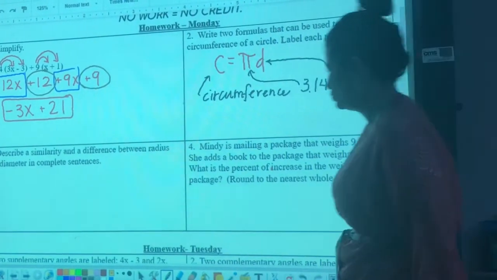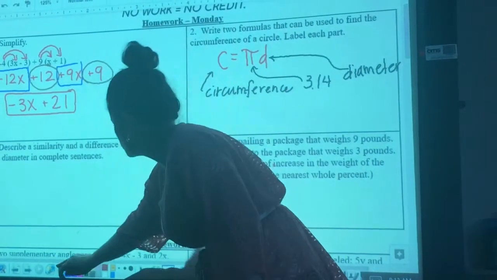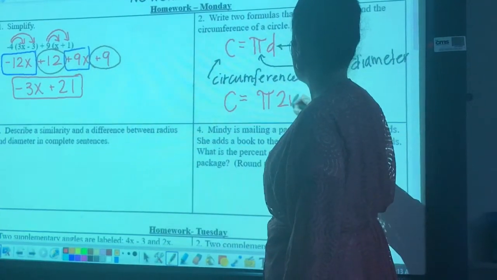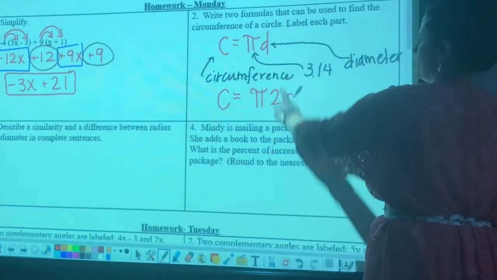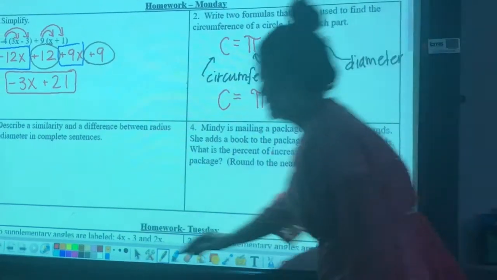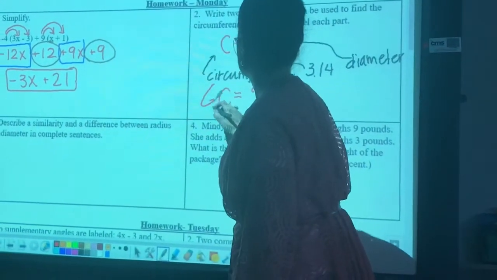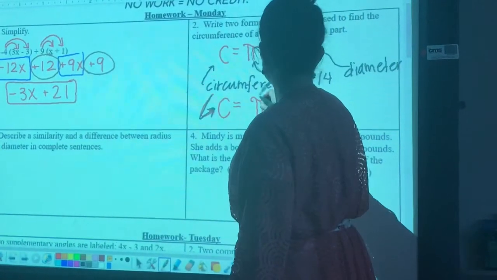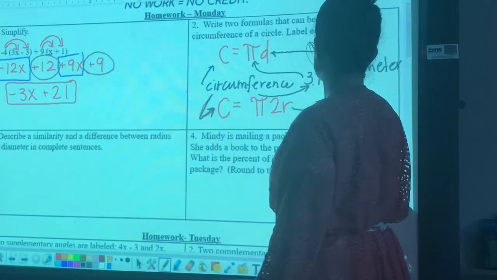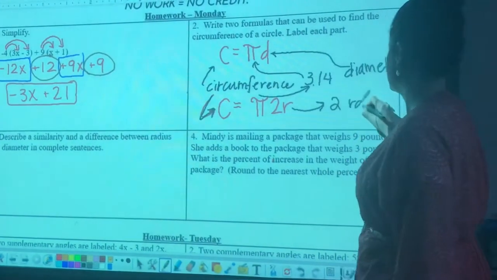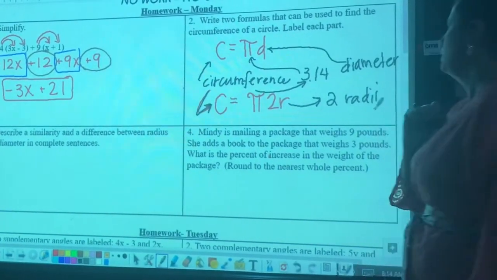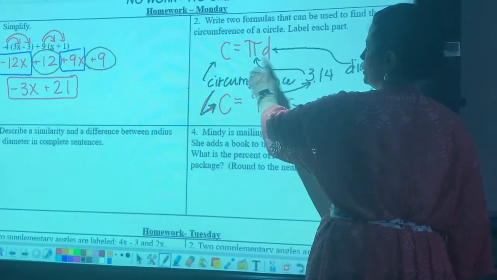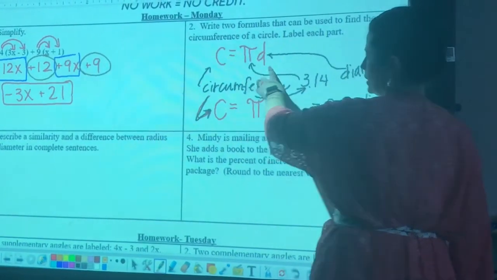Now, the alternate way that you can write this is circumference is equal to pi times 2r. Because remember, a diameter is just the radius doubled. So again, if I were to label, the C stands for circumference. The pi stands for 3.14, and the 2r is for 2 radiuses, or radii. Okay, and then remember the trick. Just to remember this formula, cherry pie's delicious.